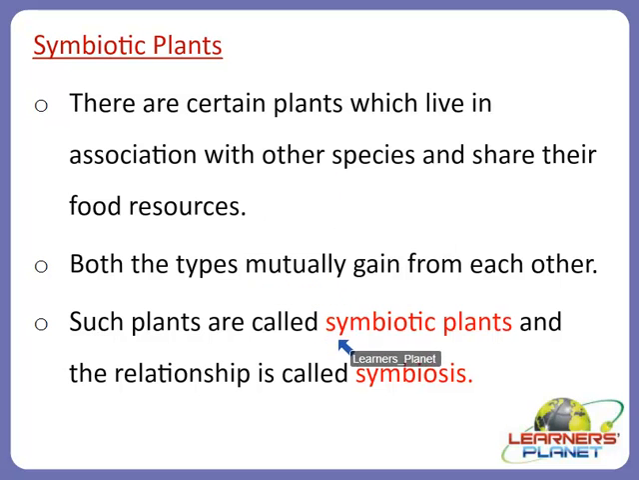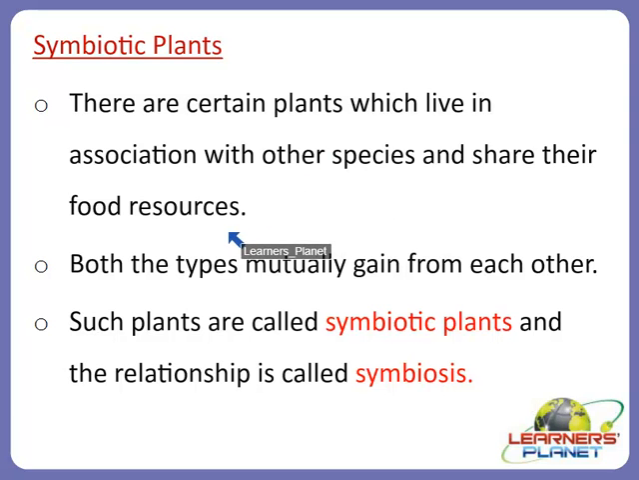Both get mutually benefited from each other, and that is why such plants are called symbiotic plants, and this type of relationship between the plants is termed as symbiosis. Why have we termed it symbiosis? Because they get mutually benefited from each other.